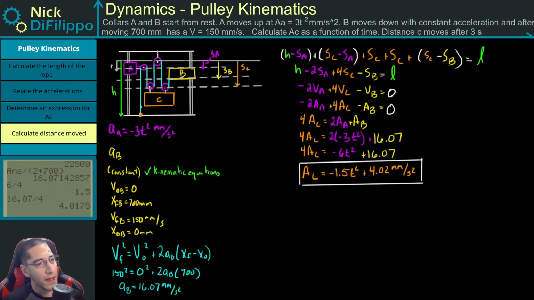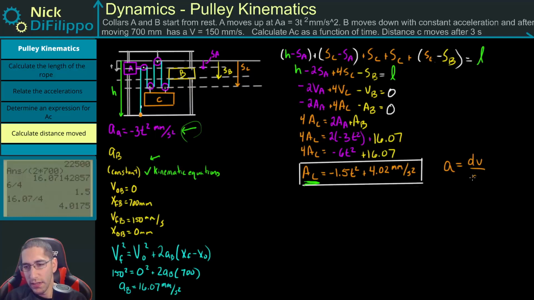Second part, determine the distance that C moves after 3 seconds. Now, this is my acceleration. Acceleration of A is non-constant. Acceleration of B is constant. Non-constant means I can't use a kinematic equation. So I need to perform an integration. I need to use the relationships I have. And one of the relationships I have is the acceleration is equal to dv dt. So if I put the acceleration of C is equal to whatever the velocity of C is and the time of C, I can take that integral.